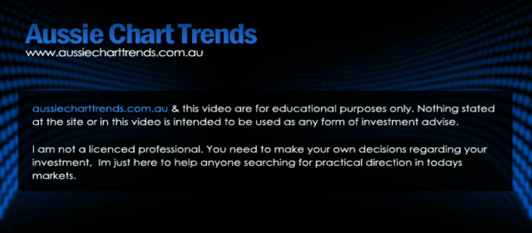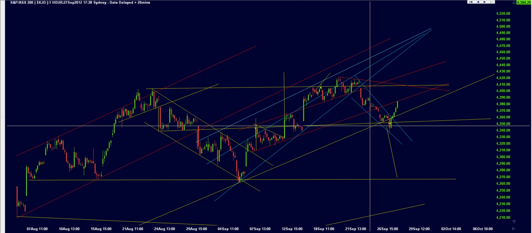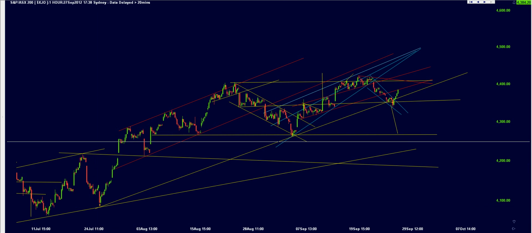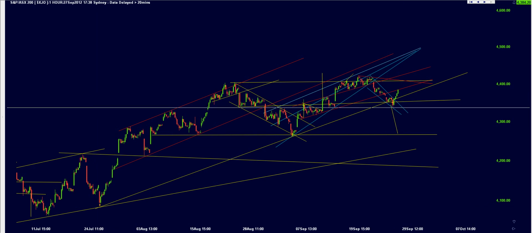Okay, so looking at the hourly chart here of the ASX200, we can see today that we breached this yellow ascending line that we were talking about in yesterday's video. Now, if you didn't get a chance to watch yesterday's video, this line is going back to around the 15th of July. We had 1 touch, 2, and 3. But today we breached this area.